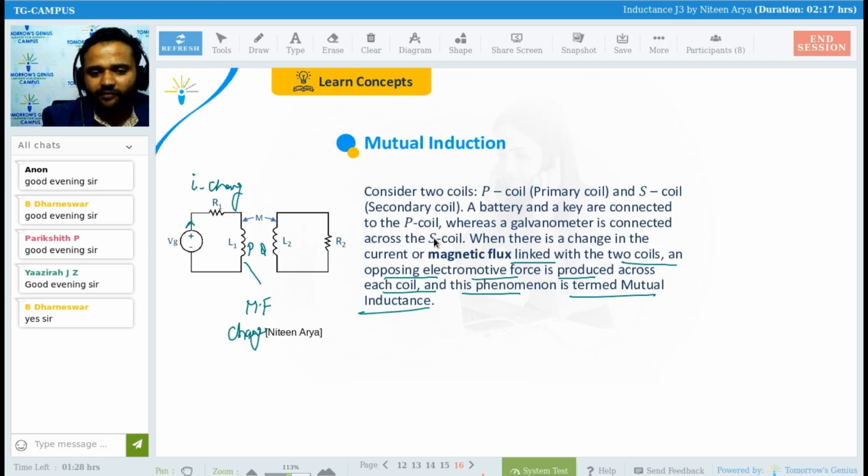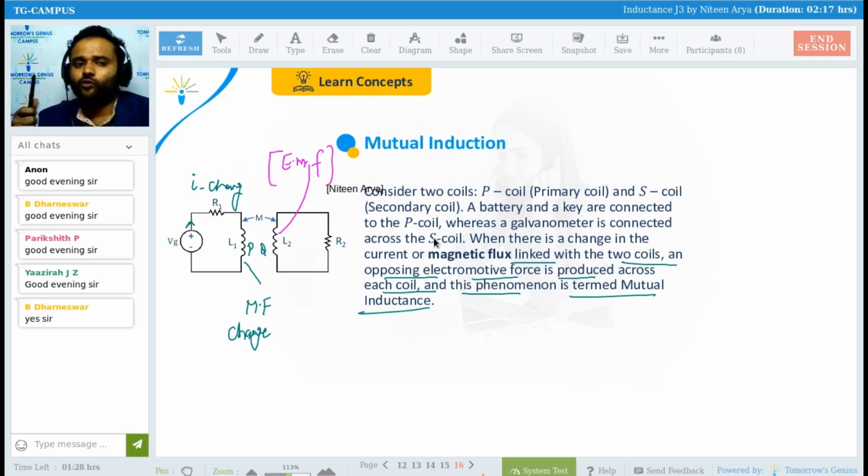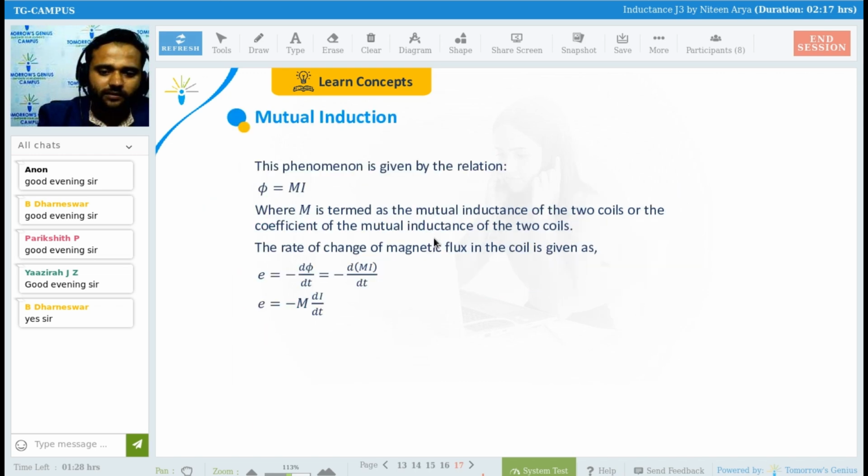Due to this magnetic field change, there is an induced EMF generated here, and this EMF also changes. The moment the EMF changes, an inductance is produced, and that inductance is mutual. Why mutual? Because this particular inductance is not occurring because of its own coil. It's occurring because of another coil. Is this clear, everyone? So that is mutual inductance.